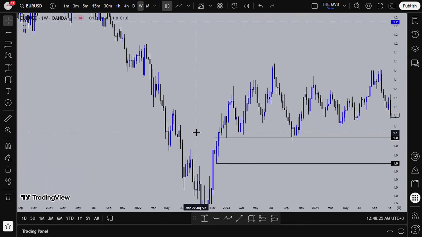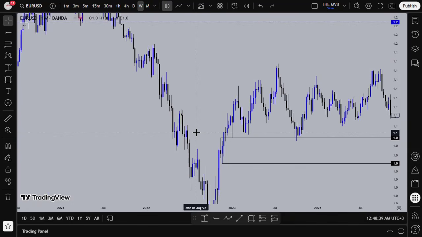I just taught you two ways of identifying areas of liquidity, in terms of structure and candles. So go on and practice those. It will help you a lot.